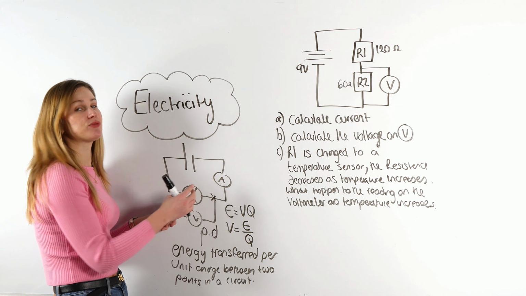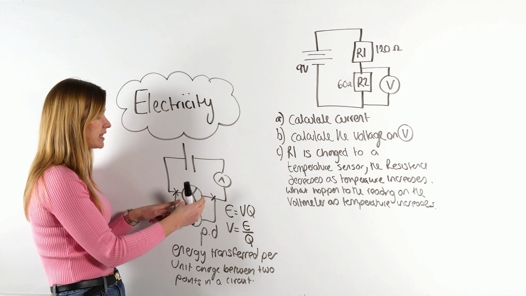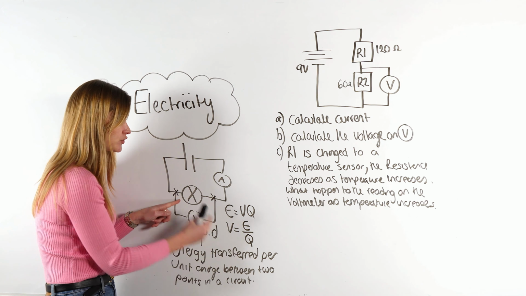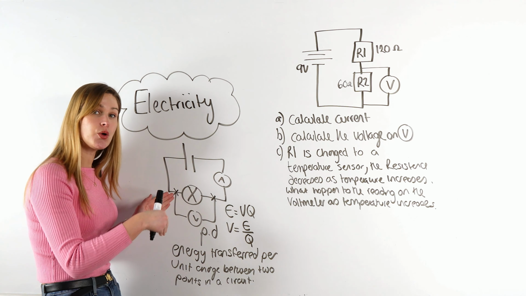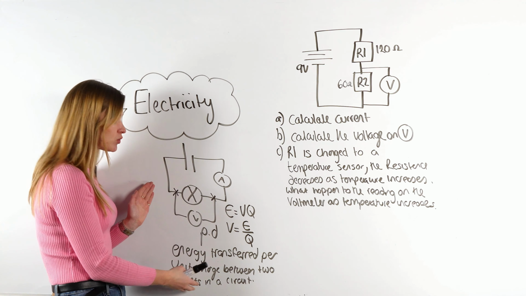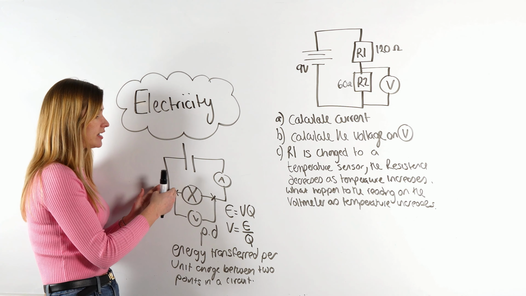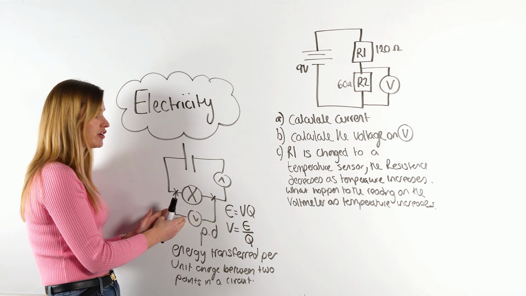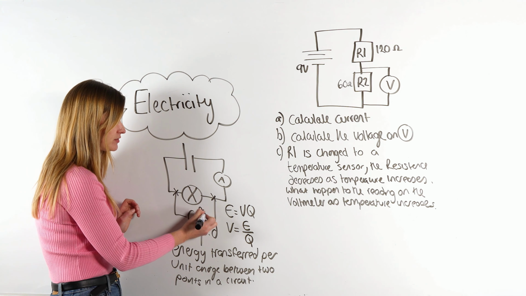So if this bulb has a really high resistance, it's really hard for the electrons to get through. That means the electrons are going to lose loads of energy going through it, so the energy transferred per unit charge trying to move through it is going to be really high. But if the resistance is really low, it's really easy for the electrons to get through. They don't have to lose much energy getting across it. So if the resistance is low, the energy transferred per unit charge will be low and my voltmeter reading is low.